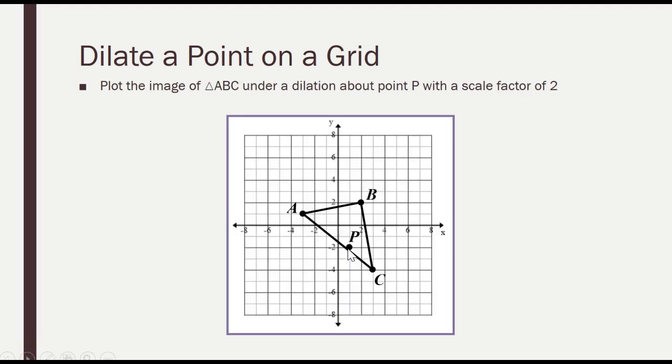So A would be up 3 over 4. Instead of moving up 3, I want to multiply that by 2. That's my scale factor. So I would want it to be 6 units away vertically. Horizontally, instead of 4, I want it to be 8 units away. So that's where A prime would be.